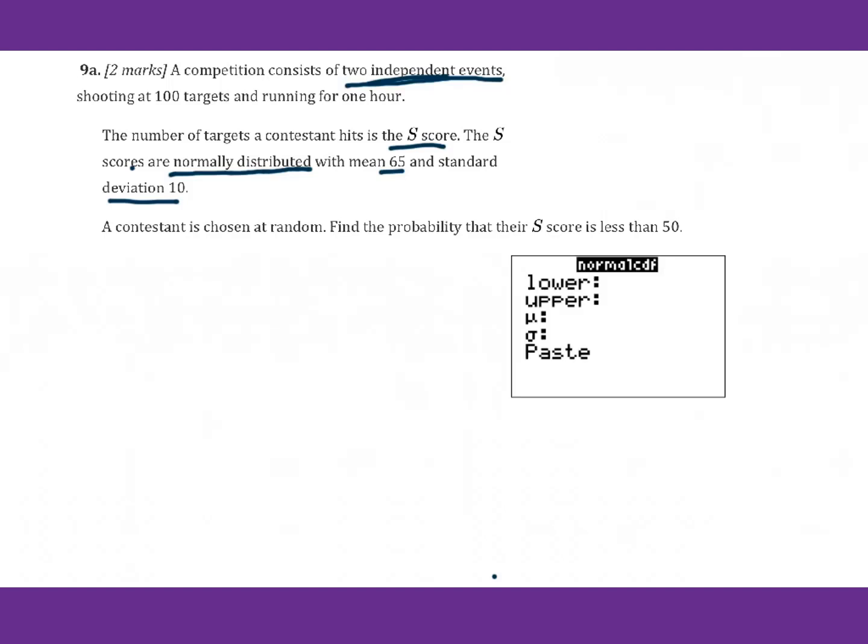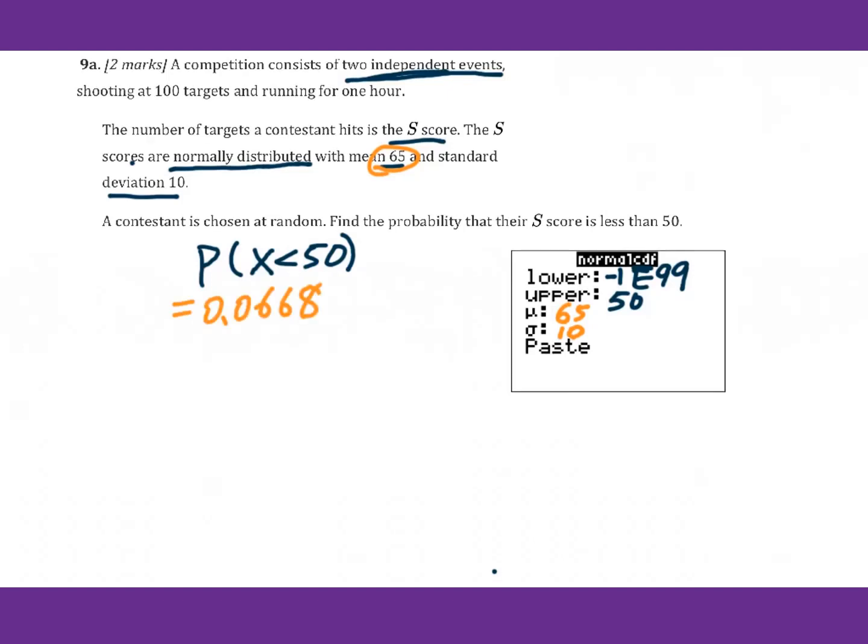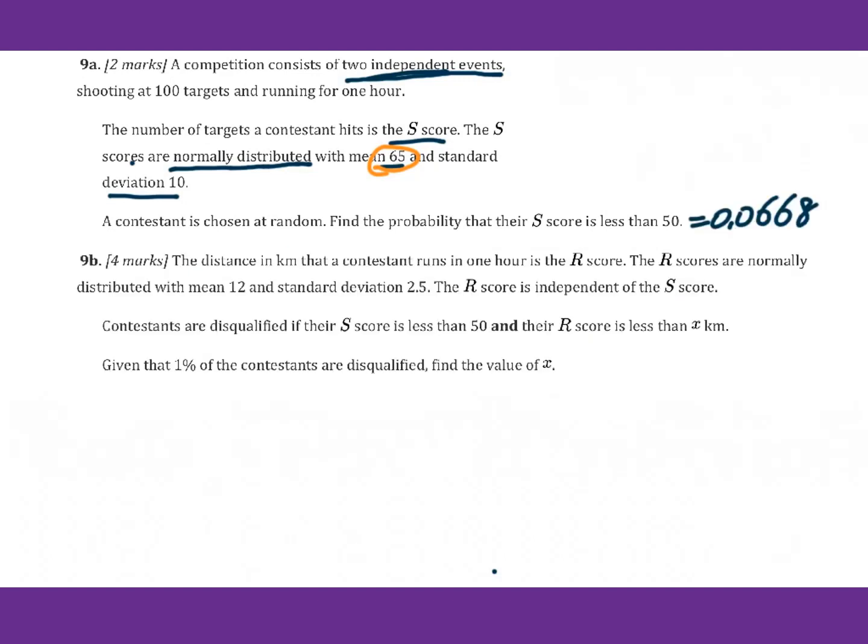This is a normal distribution. We are looking for probability, so we go to normal CDF, since we're looking for the probability x is less than 50. So lower will be -1 E 99, upper will be 50. The mean, that is 65 given here. Standard deviation is 10. So we put into the graphing calculator, you will get 0.0668.